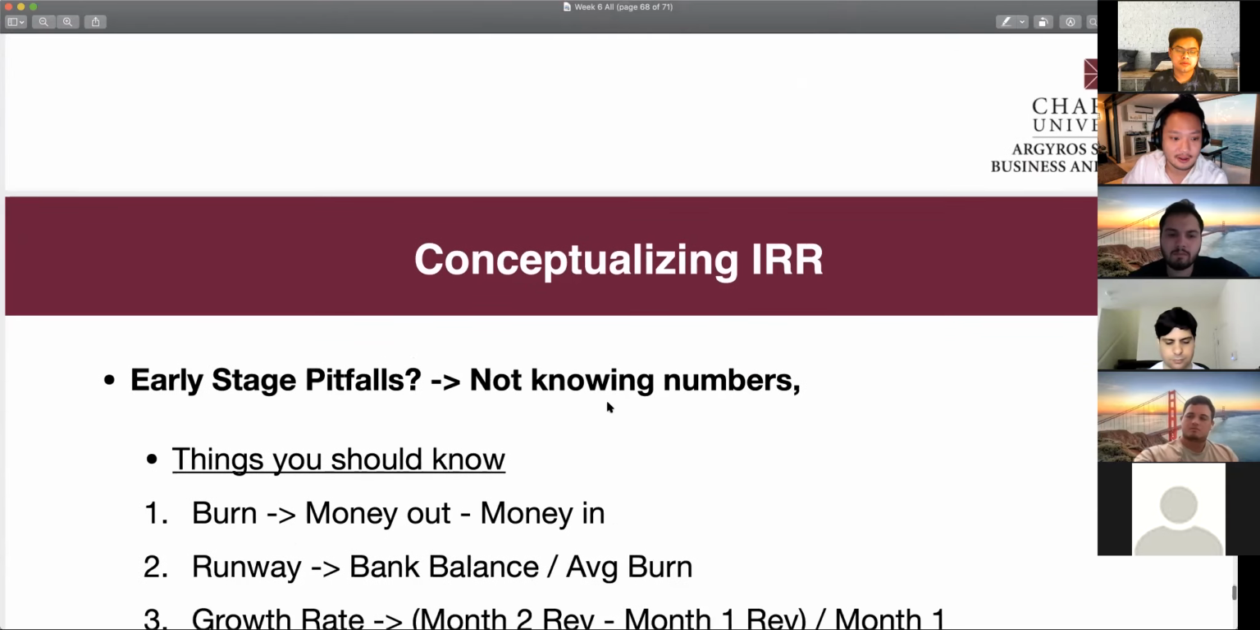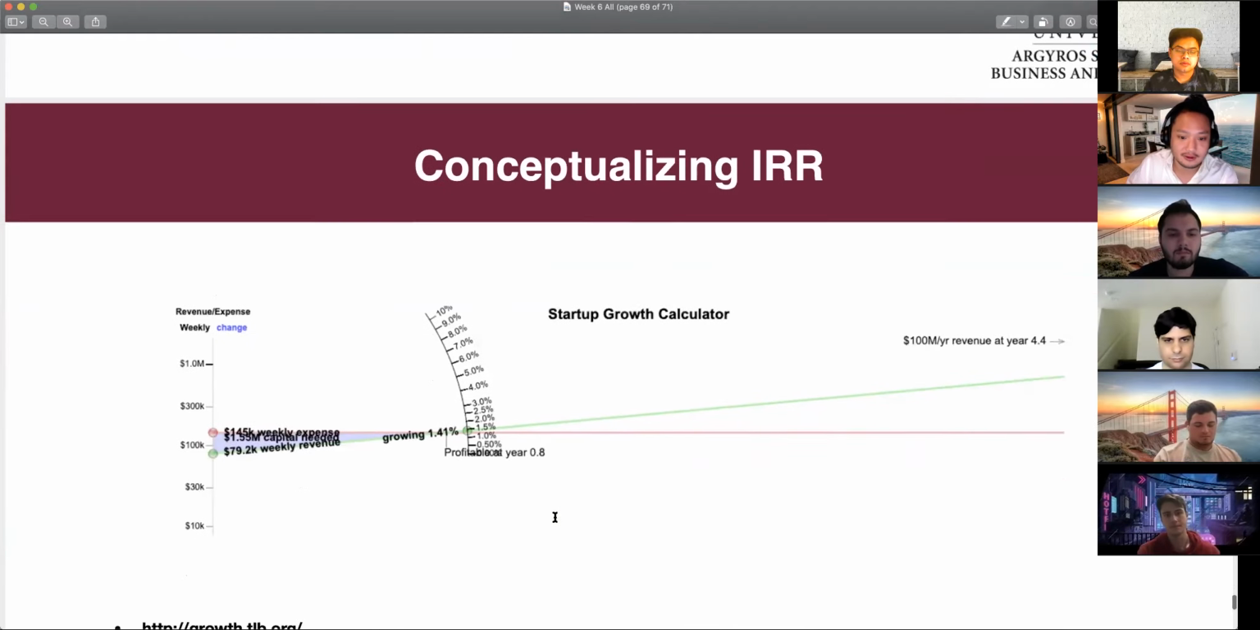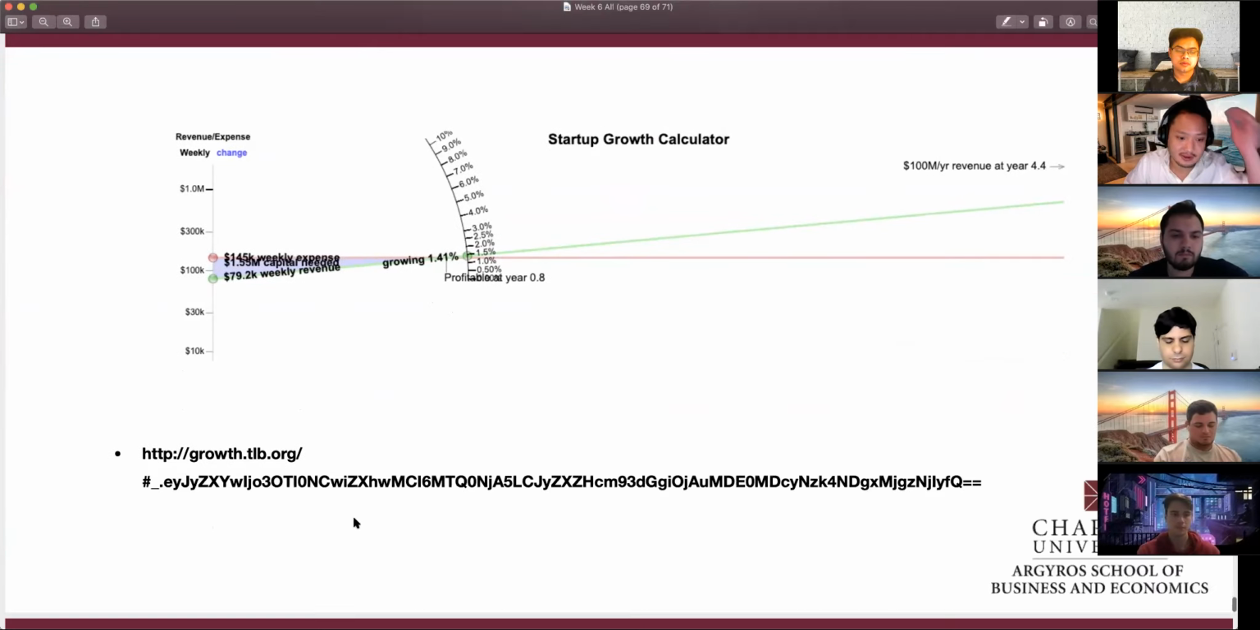So the three things that you should think of: burn rate, money out, money in. Thank you, Lai, for that. And then runway, your bank balance divided by the average monthly burn, and then your growth rate. If you know those three, then you have a really good sense on how well your business is doing.